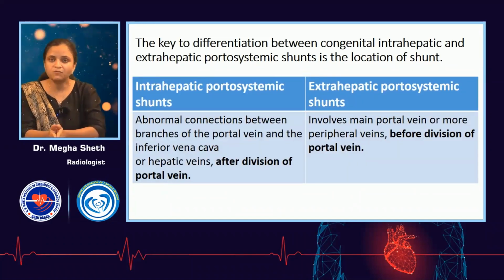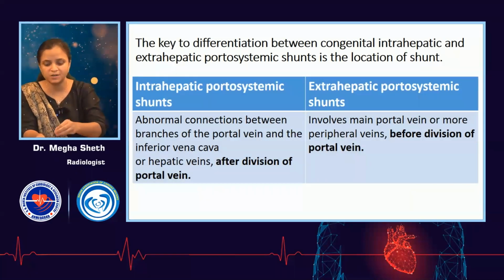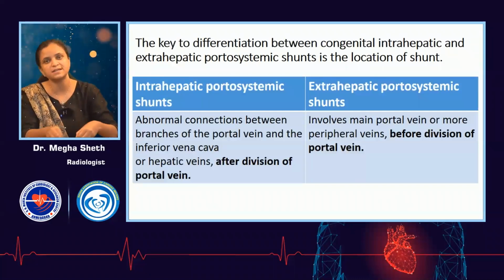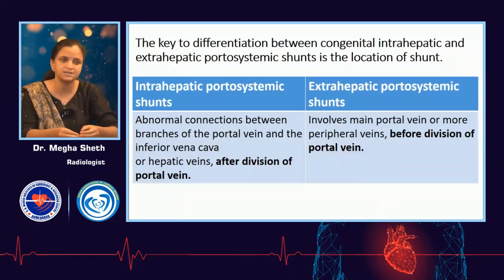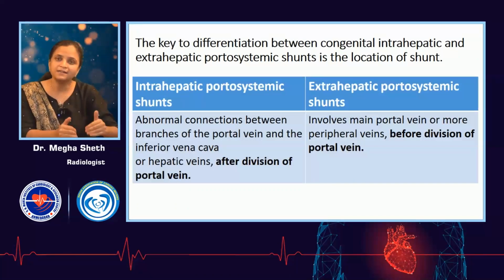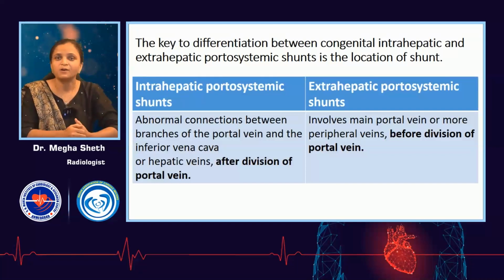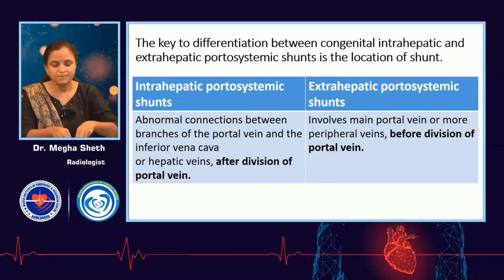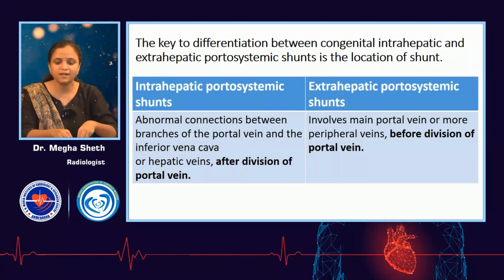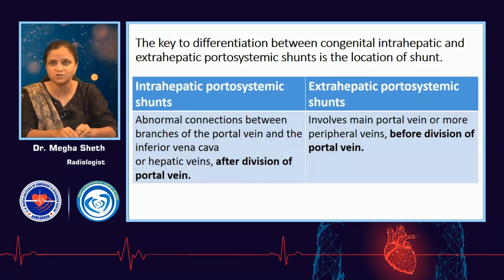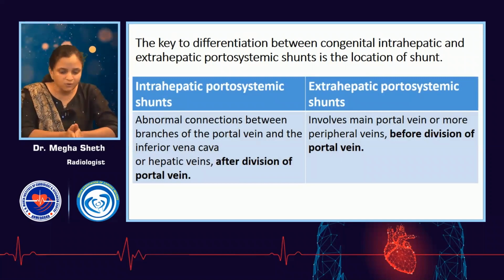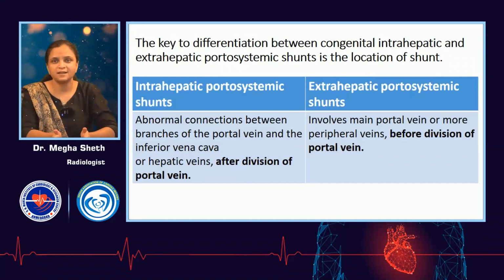If anything is before the bifurcation of the portal vein into right and left branches, any connection between the portal vein or its tributaries and a systemic vein or its branches, then it is extrahepatic, and anything after the division of the portal vein is intrahepatic. But many times, the shunts are at the porta, meaning there is communication between the portal vein and IVC at the porta with dilatation of the right or left branch of the portal vein. So don't go into just intra- or extrahepatic shunt.